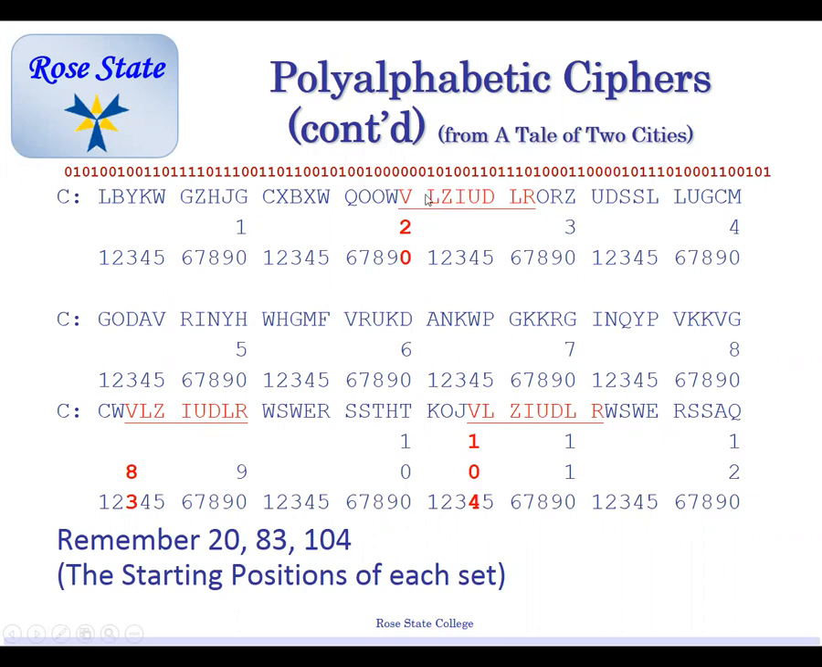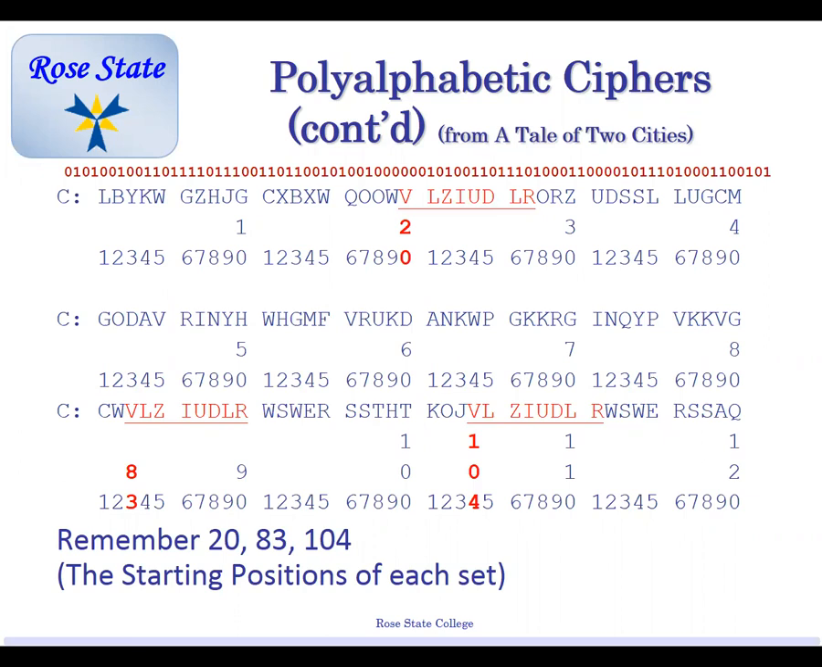We looked for repeating sets of strings. In this case, we happen to have VLZ, IUD, LR. It's repeated 3 times. You with me? So the first one started at 20. So 1, 2, 3, 4, 5, 6, 7, 8, 9, 10, 11, 12, 13, 14, 15, 16, 17, 18, 19, 20. The second one started at 83. And the third one started at 104. So we remember 20, 83, and 104. What's the next step?